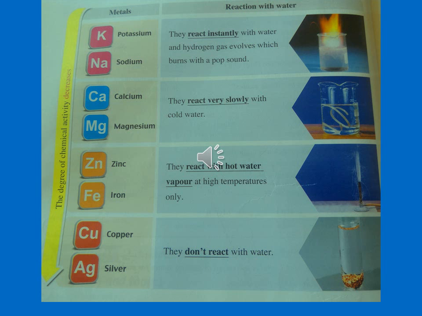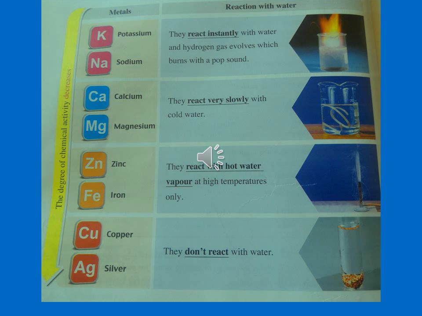And as we saw, the reaction of metals with water depends on the chemical activity series. The first two elements in this series are potassium and sodium, and they have the highest chemical activity in reactions. Once we put potassium and sodium in water, they react instantly with water, and hydrogen gas evolves and makes a pop sound. Then we have calcium and magnesium, and they react very slowly with cold water, because as we said, as we go down in this series, the chemical activity is decreasing.